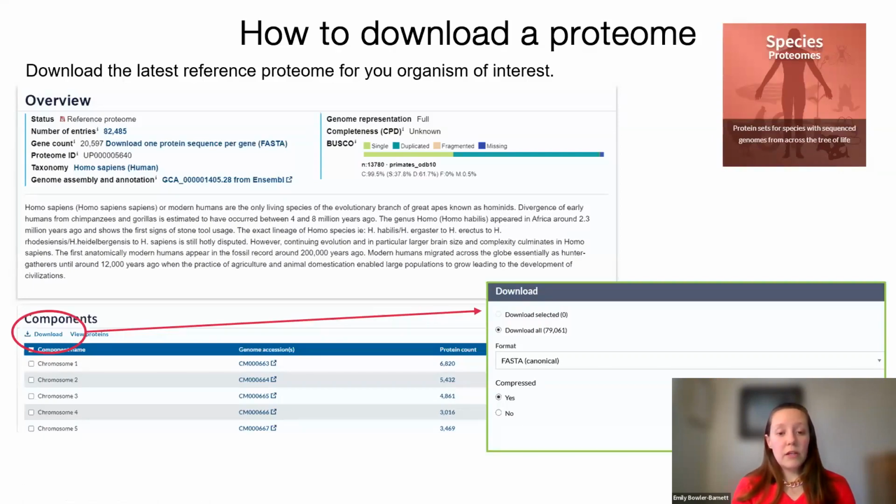When you scroll down the page, it will give you several options to download. You can download either a selection of chromosomes or just a specific chromosome, or you can download it all. So if you click download, you can again select either FASTA canonical or FASTA canonical and its isoforms, and then you download that traditionally in a compressed file, which you can then use for further analysis down the line.